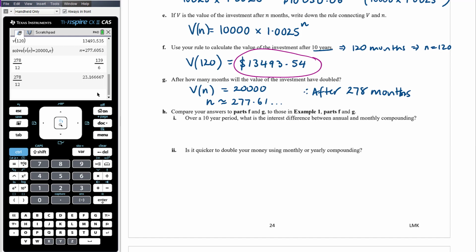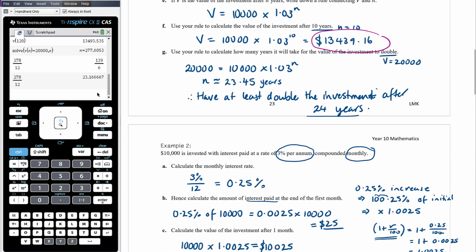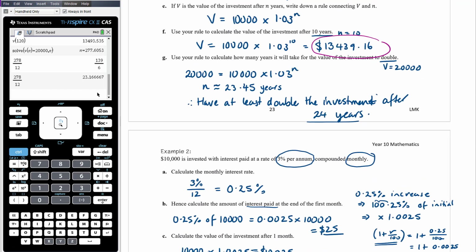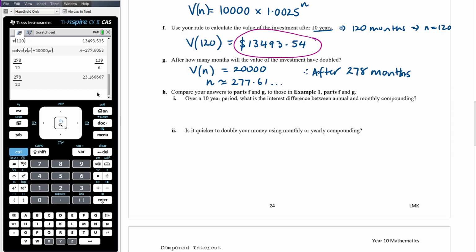If we look at how long it takes for the investment to double, when we were compounding annually, it took 24 years to double the investment. This is just over 23 years. So it's all happening a bit quicker. We're earning more and more interest because we're compounding the interest more frequently.